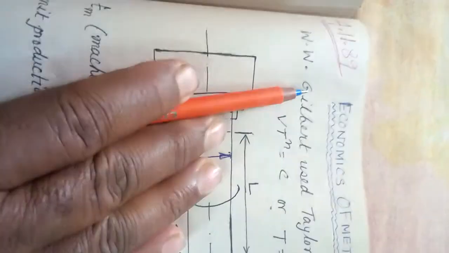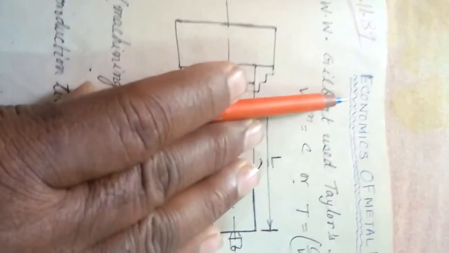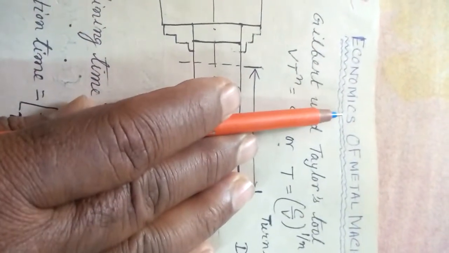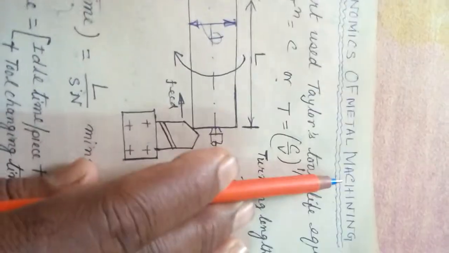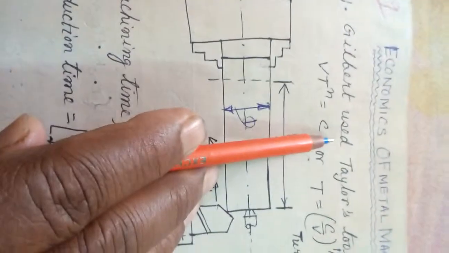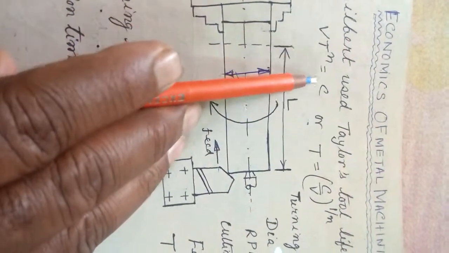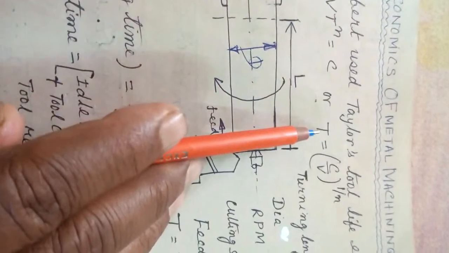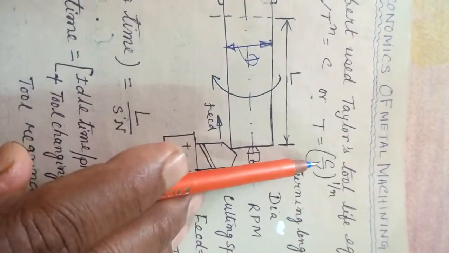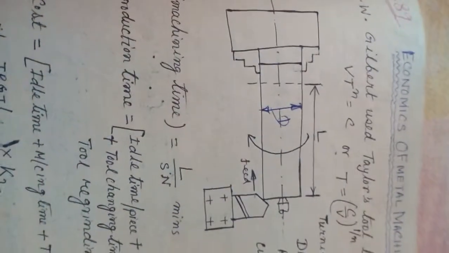Now, economics of metal machining. Now, W. Gilbert used Taylor's tool life equation: V T to the power n is equal to constant, or T is equal to C by V to the power 1 upon n. Now please draw this figure.